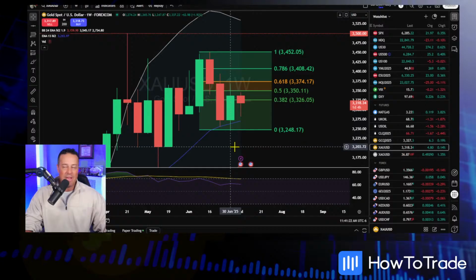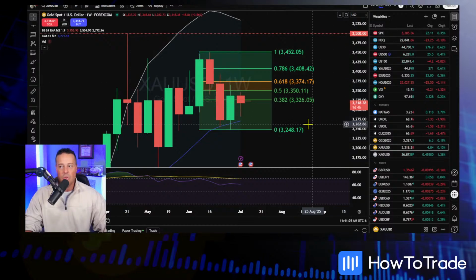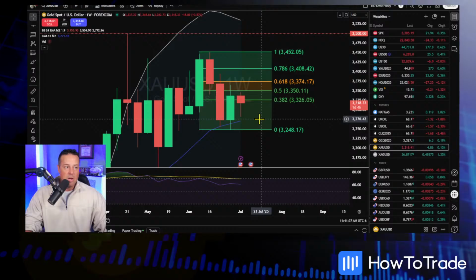All right, that's gold. I don't like gold very much, but top side resistance at about 33.75, 33.74, top end of that golden zone, and then downside support at the 13-week EMA right down there at 32.71-ish. It's not bad.